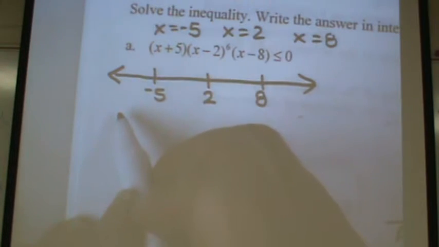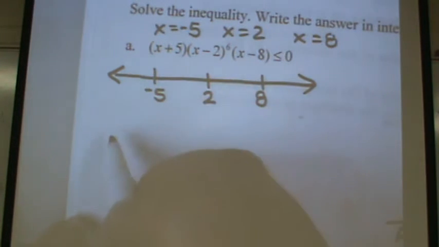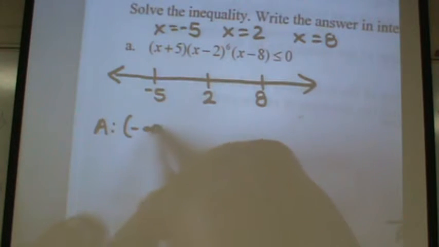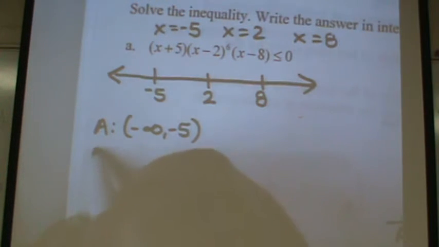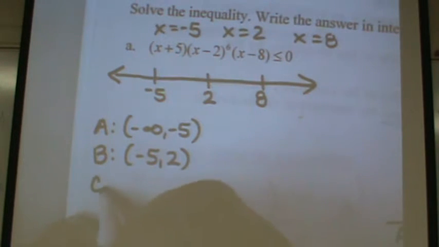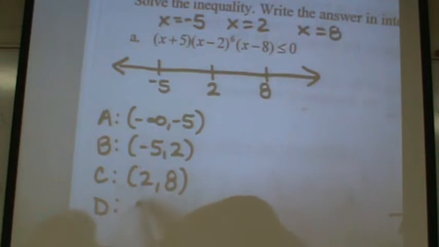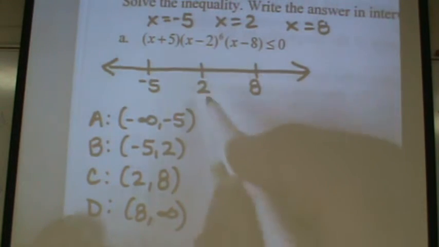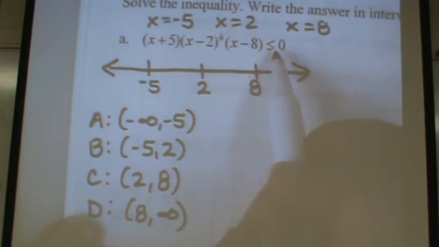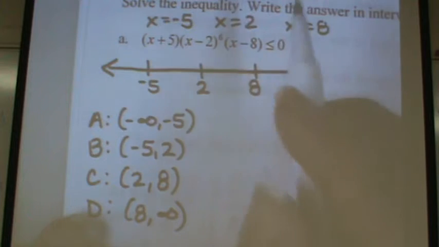How many regions do you see? 4. So region A is going to be -infinity to -5. Region B is going to be -5 to 2. C is going to be 2 to 8. And D is going to be 8 to infinity. Now, we have to test a point in each of these regions. And this one's saying less than or equal to 0.